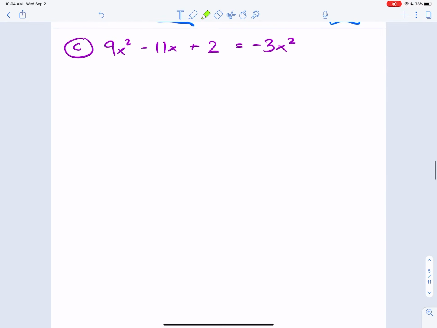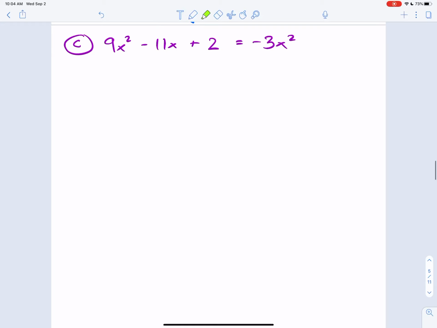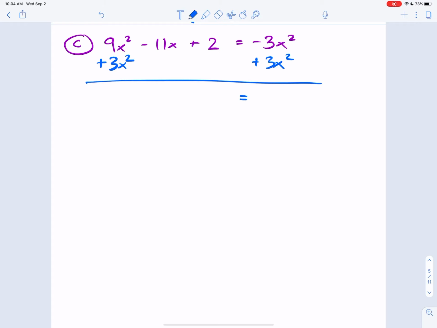Okay, so here we go. Here's part C. Here's one for you guys to try again. Press play when you're ready because I'm going to move a little bit faster. So pause and try it out on your own first. Okay, so here I want to make sure that my right side is 0. So I have to move this 3x squared by going opposite or the inverse. And since it's an x squared, I would probably add it right here to the other x squares. Now my right side is going to be 0. 9x squared plus 3x squared is 12x squared minus the 11x that I bring down plus the 2.